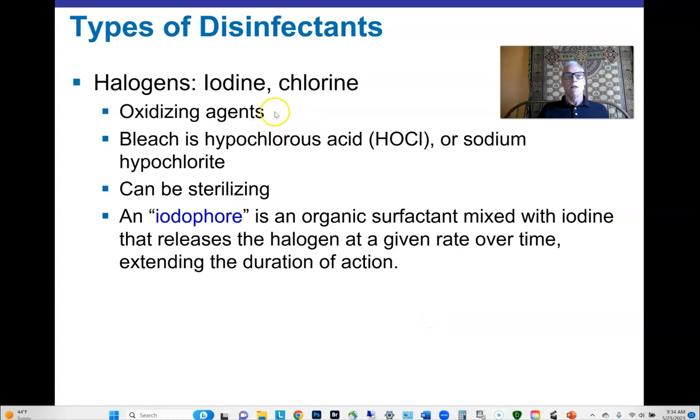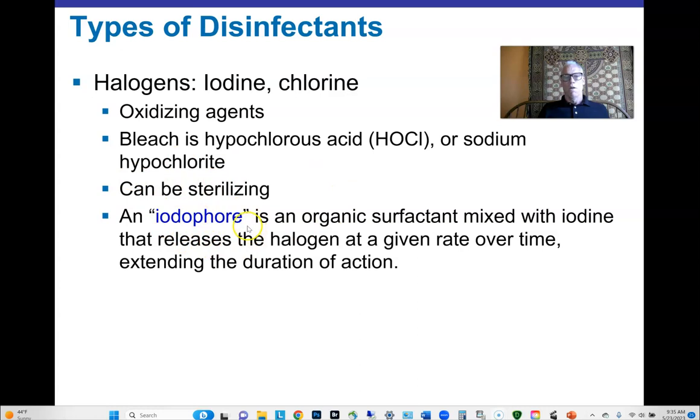So these guys are oxidizing agents, and so they chemically modify proteins and nucleic acids and damage them and prevent microbial growth, kill microbes. Bleach has a compound that can allow this chlorine to be active. Hypochlorous acid or sodium hypochlorite, pretty good at disinfecting, one of the best at disinfecting. Can actually sterilize under the right concentrations, can actually kill even endospores.